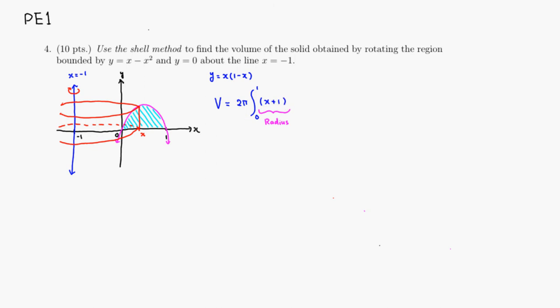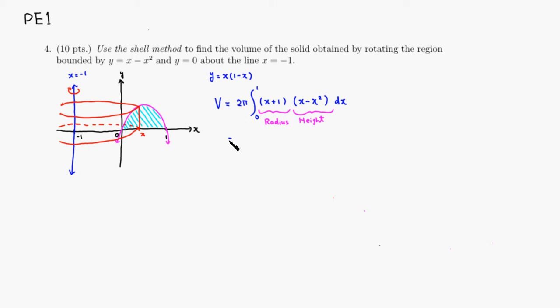Then we want to find the height of the cylindrical shell. So this is going to be the height, and the height is determined by this parabola. So we know that it's just going to be x minus x squared. Then the width of the cylindrical shell is going to be delta x, so I'm going to put the dx. Alright, so that's that.